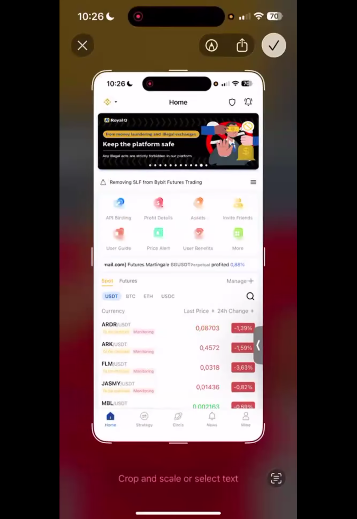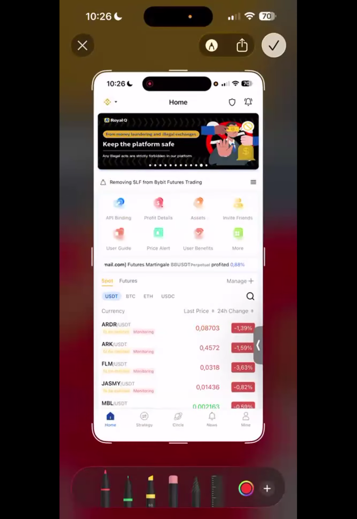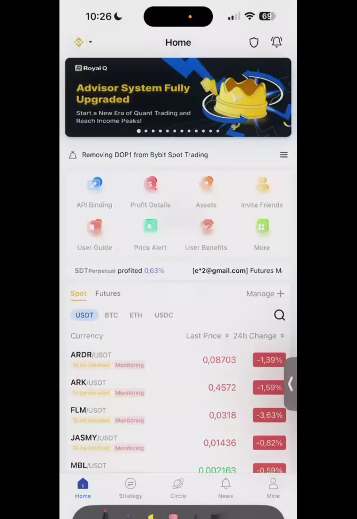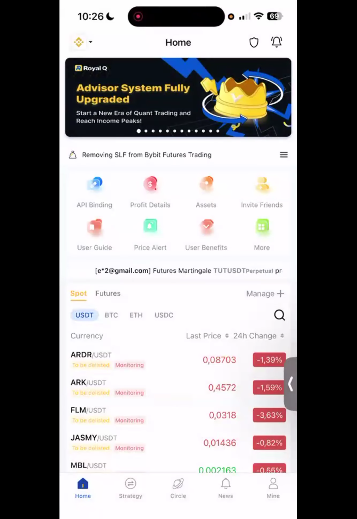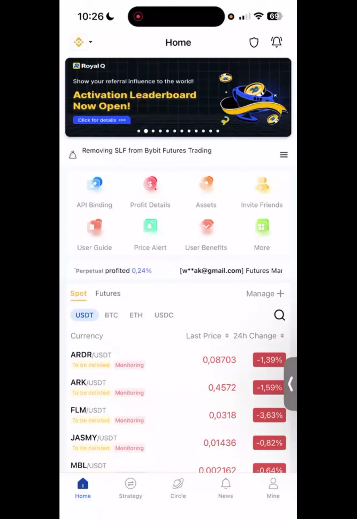As we are here learning, people are making profit because the robot does not pause. Over here, anytime you'll be seeing profits being displayed. Someone just made profit from TUT, another just made 0.24%. That's good.